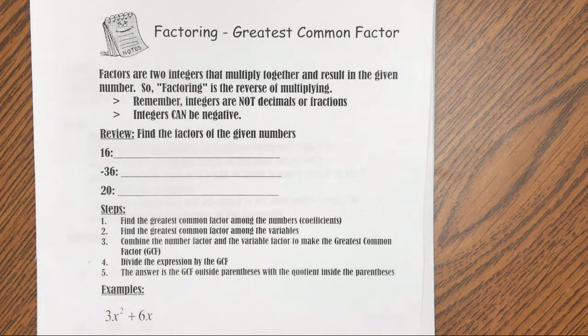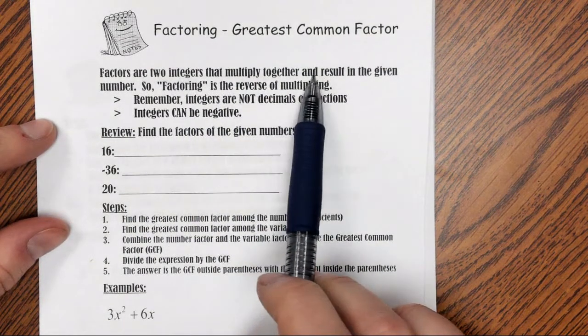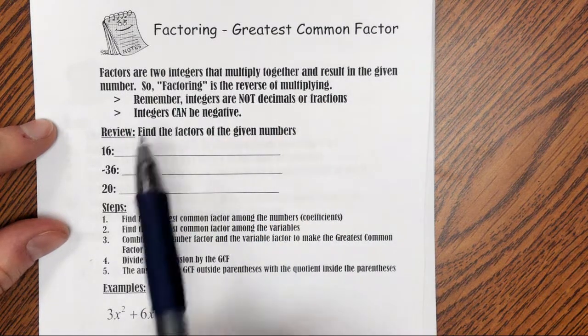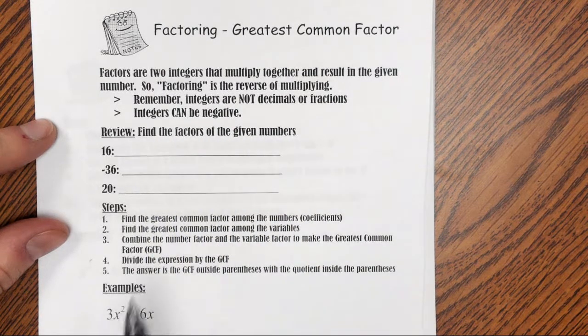In today's video, we're going to discuss how to factor using the greatest common factors. Factors are two integers that multiply together and result in the given number. So factoring is the reverse of multiplying. Remember, integers are not decimals or fractions, and integers can be negative. So quick review, find the factors of the given numbers.